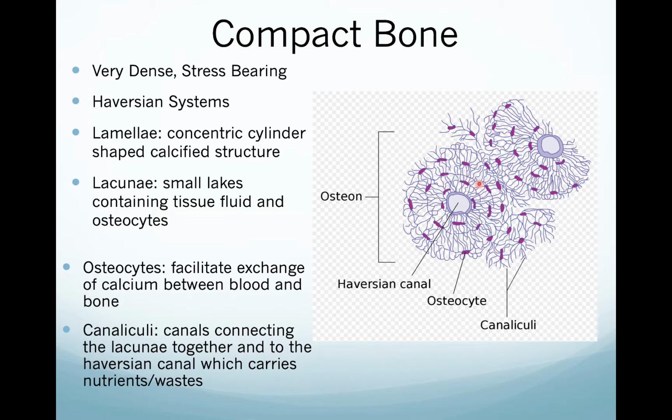That's called lamellae. And then the lamellae are connected by these lateral lines. Looks almost like cracks in there. Those are called canaliculi. Canaliculi are going to be connecting your lamellae. So this whole thing is the structure of one osteon. There are hundreds of osteons in compact bone.